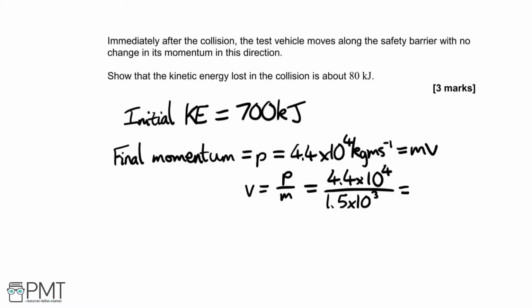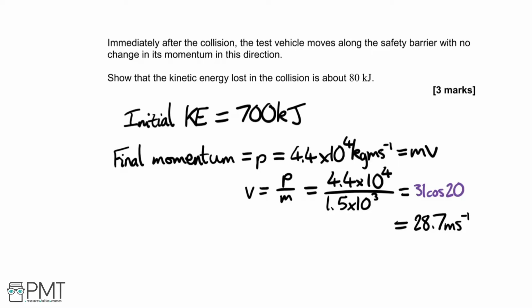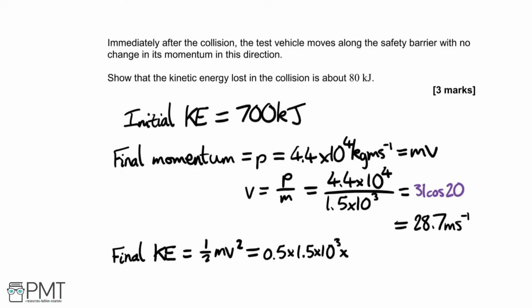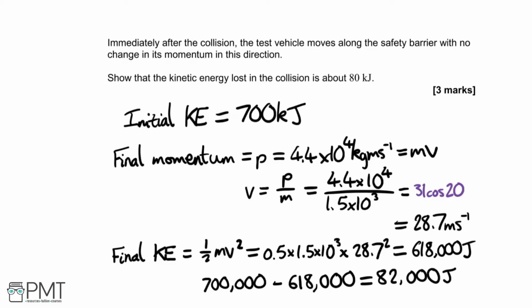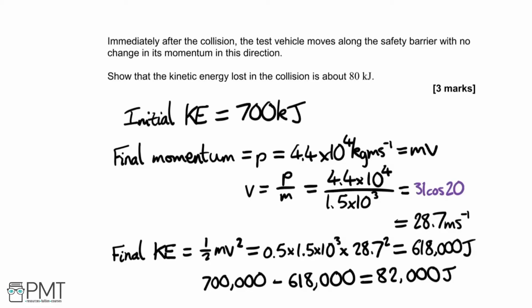Now we can also say, with this calculation, to find that velocity, we could just do 31 times cos of 20, because we can just find the component of the velocity in that direction. That's a perfectly valid way of doing it. So we end up with 28.7 meters per second. Now let's put that back into the kinetic energy equation. And we end up with 618,000 joules. Now that answer is rounded from 617,767.5. But as long as you're showing that it's about 80 kilojoules difference, then it shouldn't matter. So we end up with a difference of about 82,000 joules, which we can then round to 80 kilojoules.